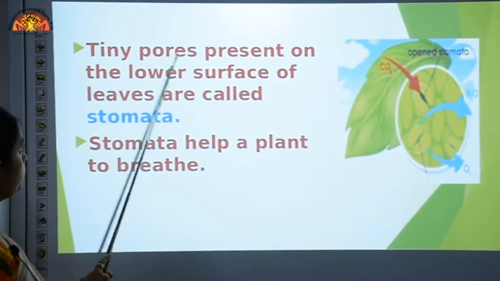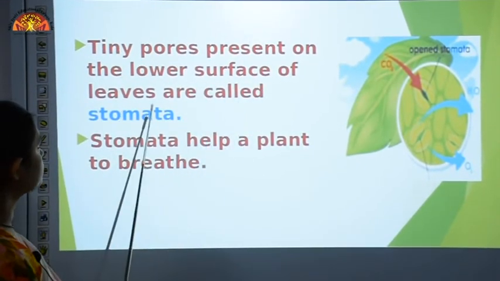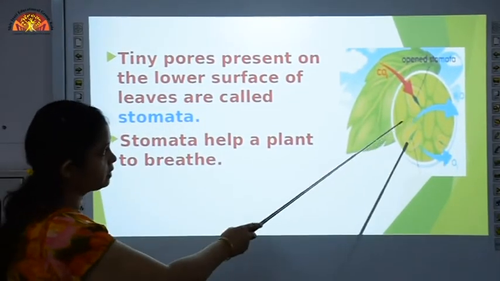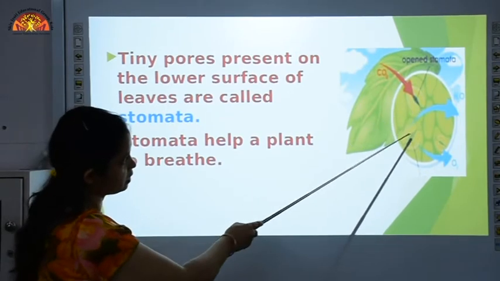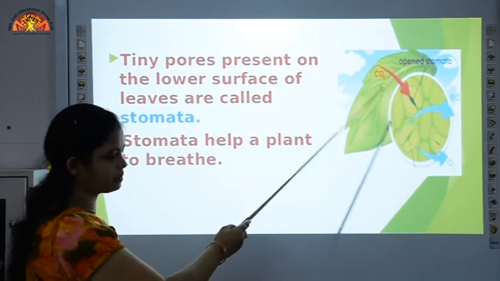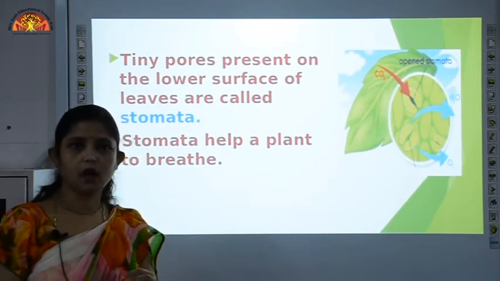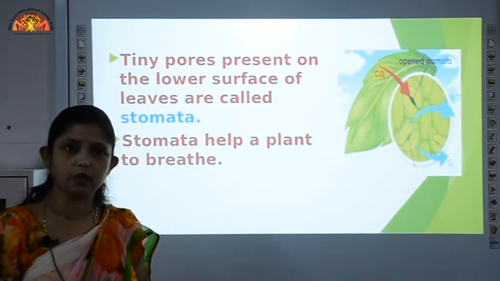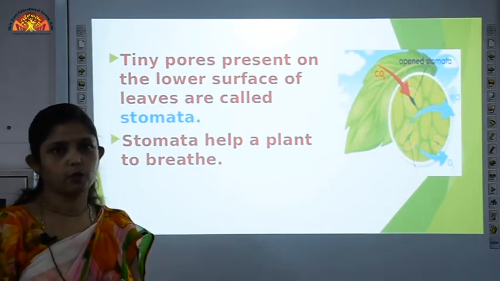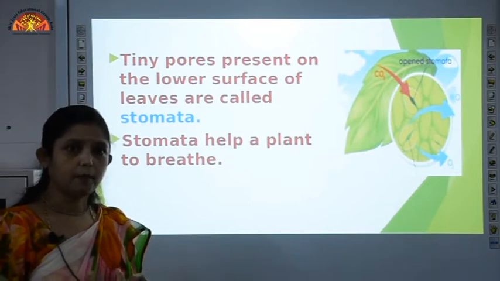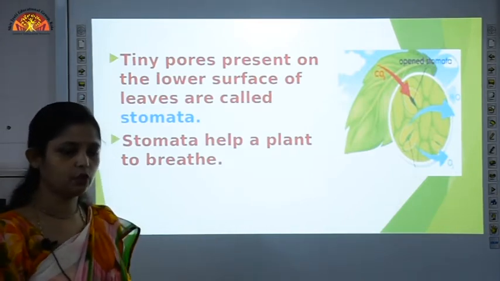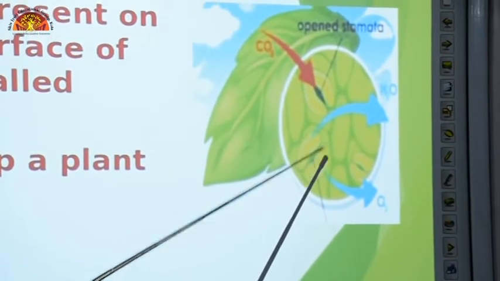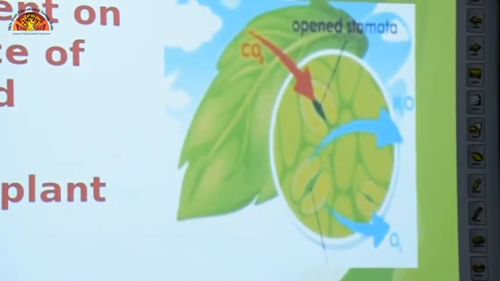Now, tiny pores present on the lower surface of the leaves are called stomata. Okay children, in this diagram you can see stomata. These are the tiny pores which are present on the lower surface of the leaves. Now these stomata are very minute, very tiny, so small that you cannot see them through your naked eyes. You need a microscope to see them. Only with a microscope or the help of a magnifying glass can you see them. So you can see the stomata in this diagram. These are the holes which are called stomata.